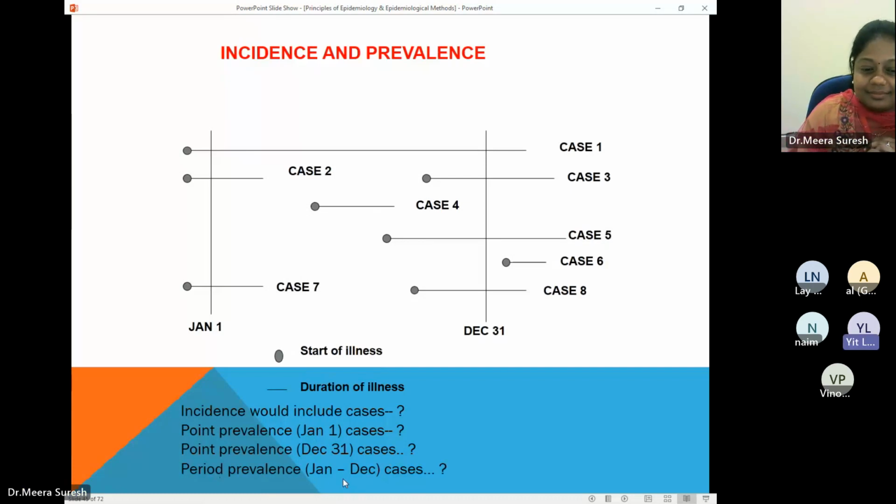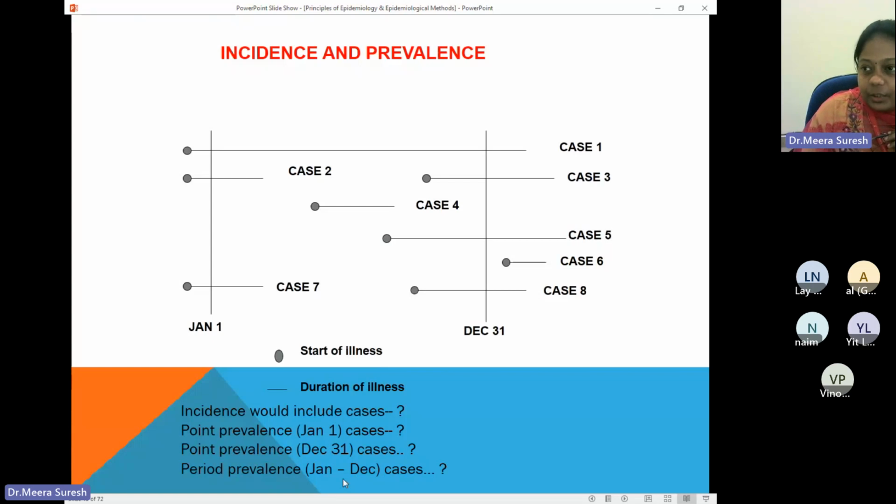Okay, I'll try. All cases except Yitling? Is it all cases except the 6? Except 6. Yes, 1, 2, 3, 4, 5, 6, 7, 8. Yes, it's correct, because 6 becomes an incidence for the next year actually. So all the cases except 6. I hope you have got the idea about incidence and prevalence. Incidence means only the new cases, prevalence means new and old cases.